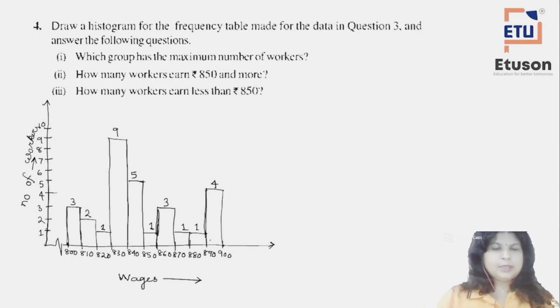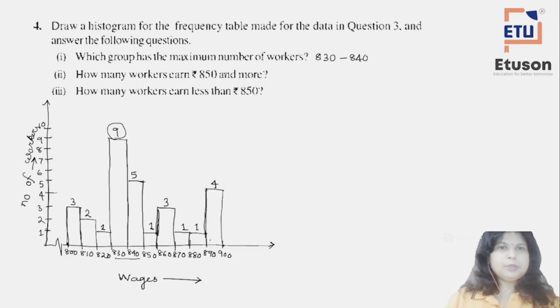Now let us answer the given questions. Which group has the maximum number of workers? So as you can see in the histogram, 9 is the maximum and it belongs to the group 830 and 840. So in this range, 830 and 840, the maximum number of workers are getting the wages.